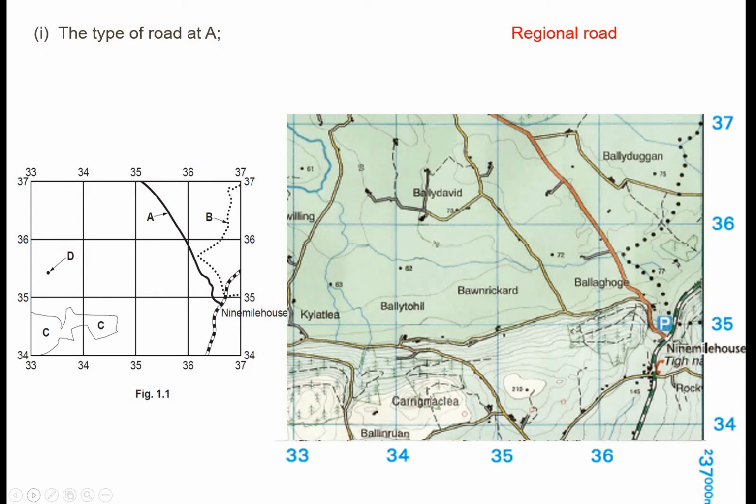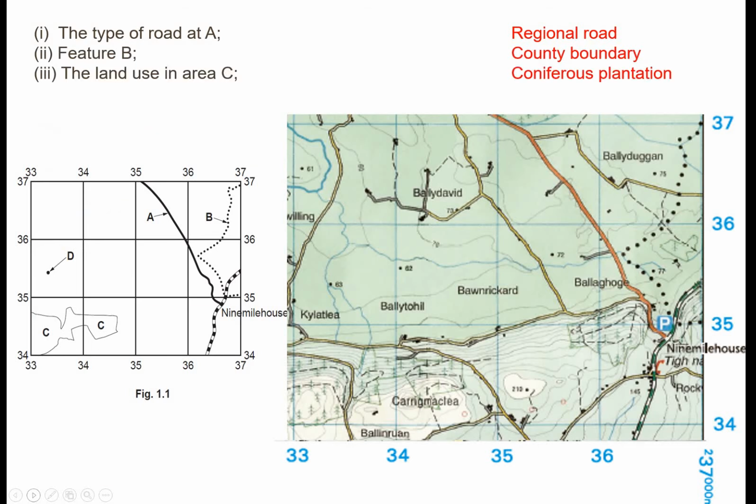So the type of road A is a regional road. Feature B is a county boundary. The land area in use in area C is a coniferous plantation. Now, if you had forgotten or didn't know the OS map symbol for a coniferous plantation, that's actually in the map key extract symbol list. So that's all you need to do, really. You identify what's in the map and identify how to read the key.